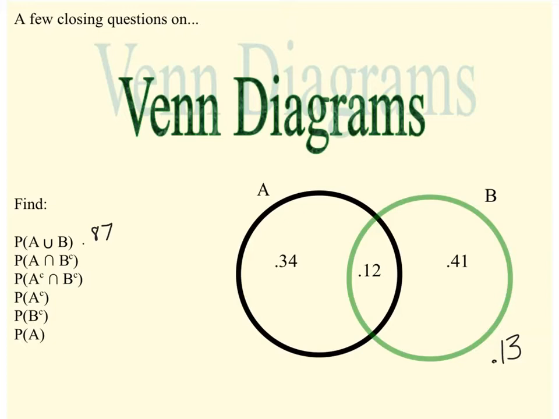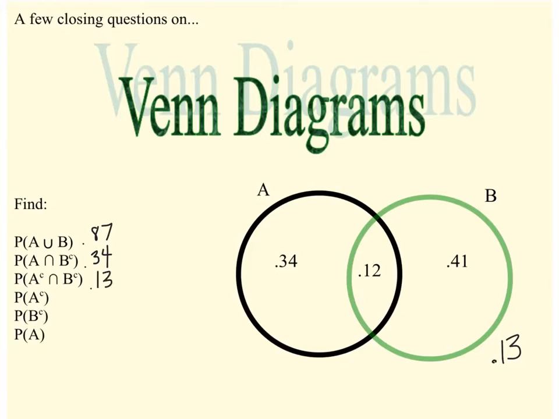Next, we've got the probability of A and not B. So that, of course, is this portion right here, A but not B. That is just 0.34. The next is what's the probability it's not A and it's not B. So this is the leftover because it's not been included in either part.